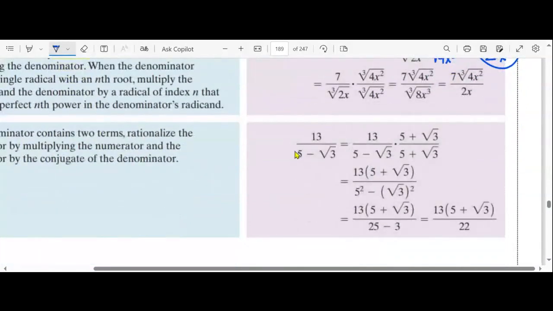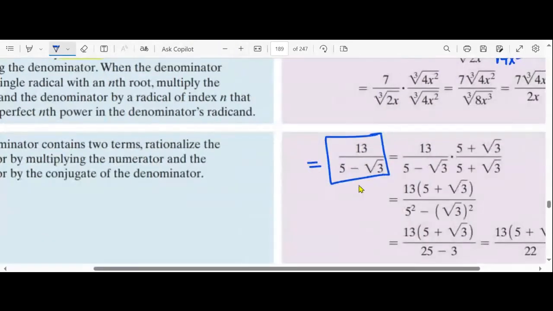Here, I have this example here. Ya Muhammad, read the example, Ya Muhammad. Huh? There I go. 13 over 5 minus the square root of 3 equals.